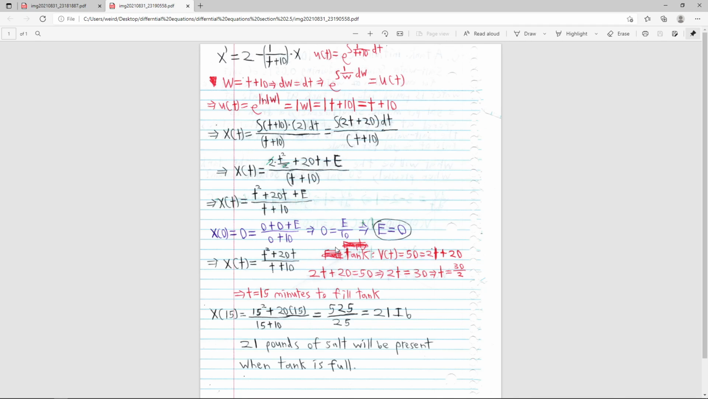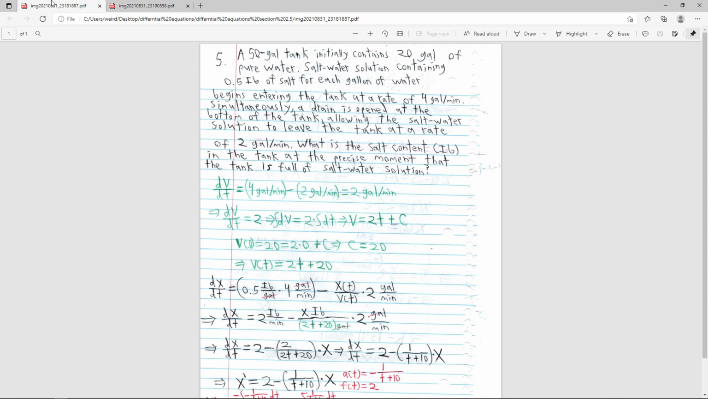So the tank V of t equals 50, so that's a full tank. So V of t equals 50, which is equal to 2t plus 20, if we want to solve for t here. How much time it takes to fill. And you get t equals 30 divided by 2, which is 15. So 15 minutes to fill the tank.